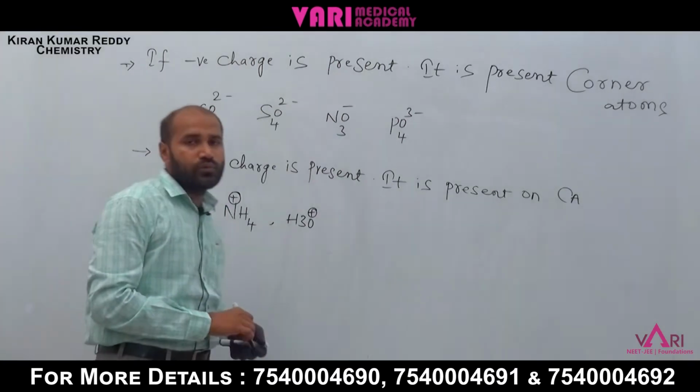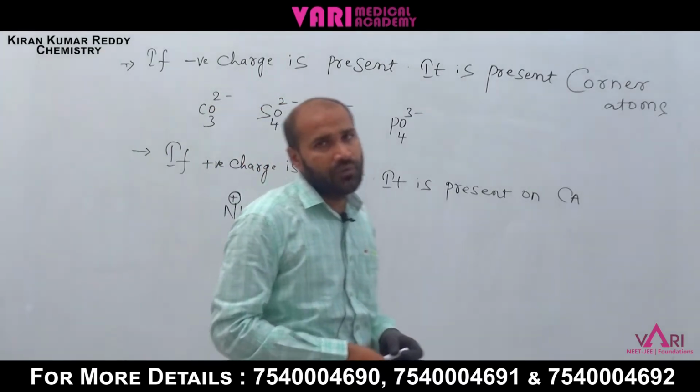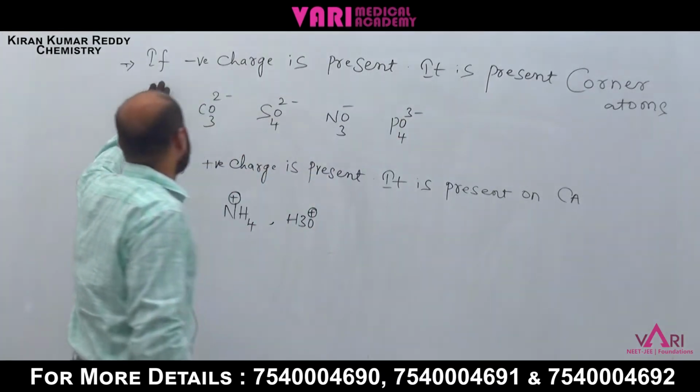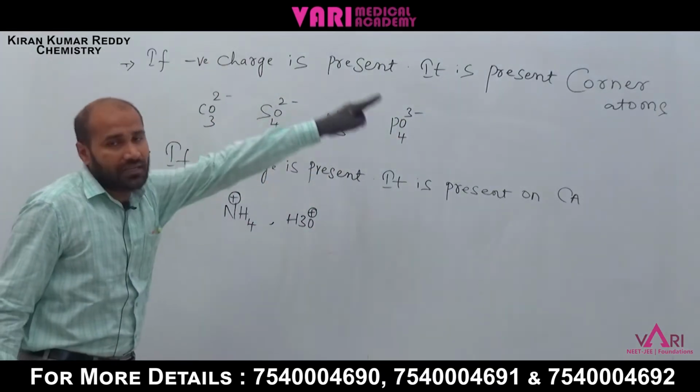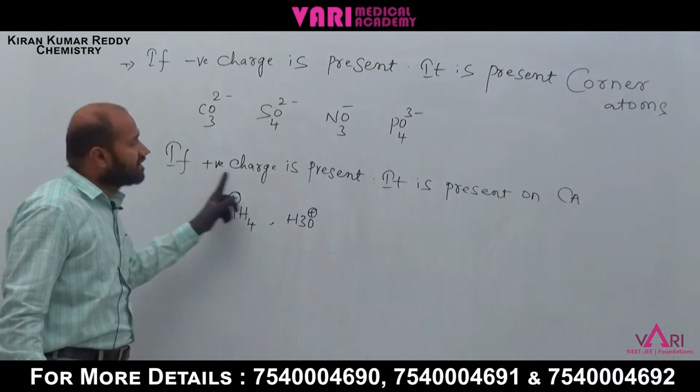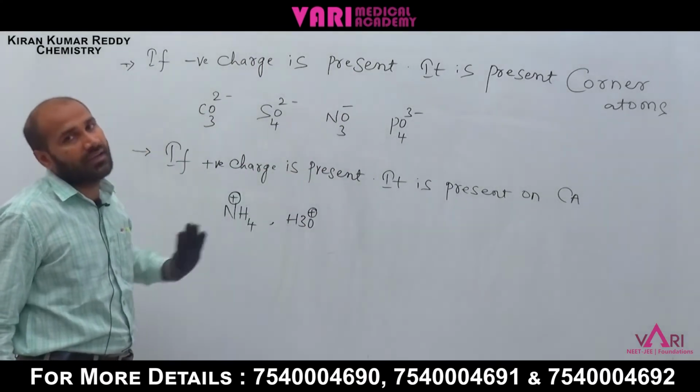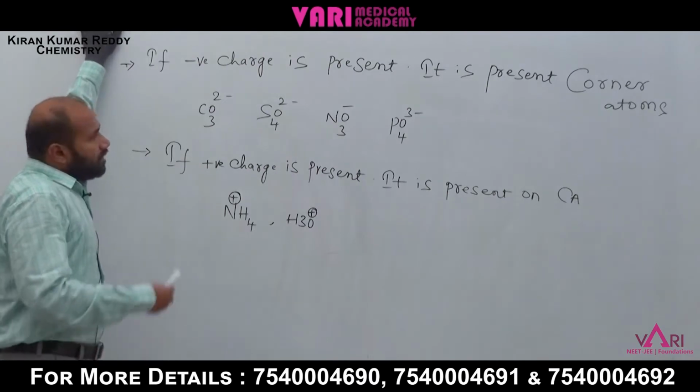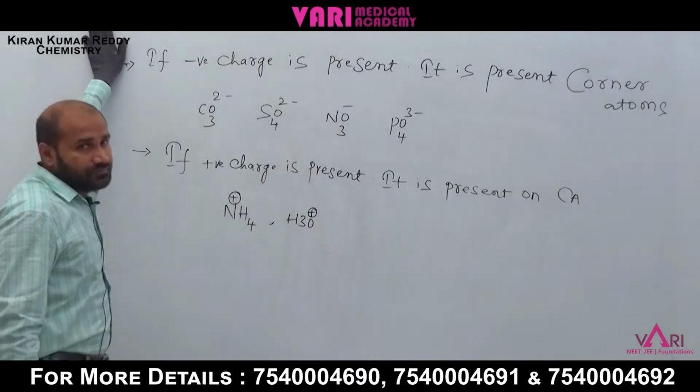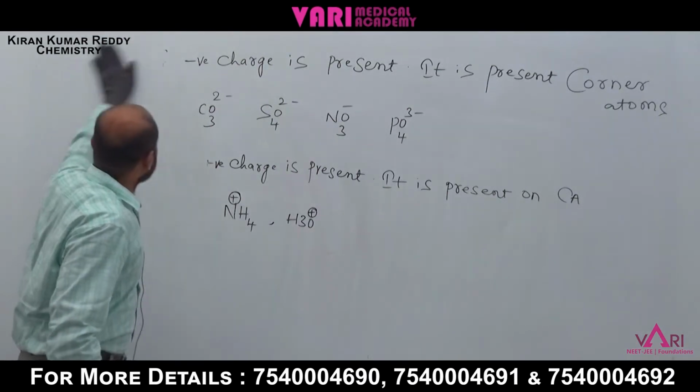These are the rules I explained already in one video, and you have to remember simply: negative charge is present on corner atoms. If positive charge is present, it is on the central atom. Now please copy it. Okay, completed? Okay, no problem.